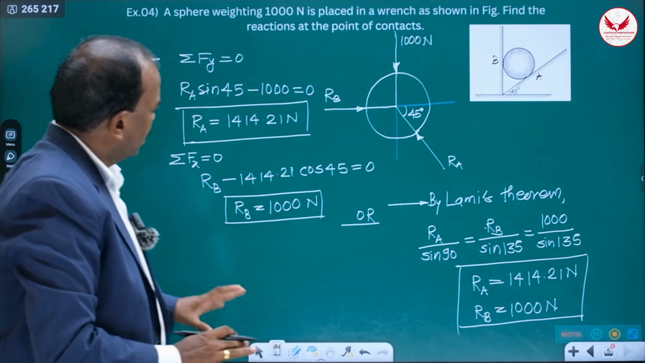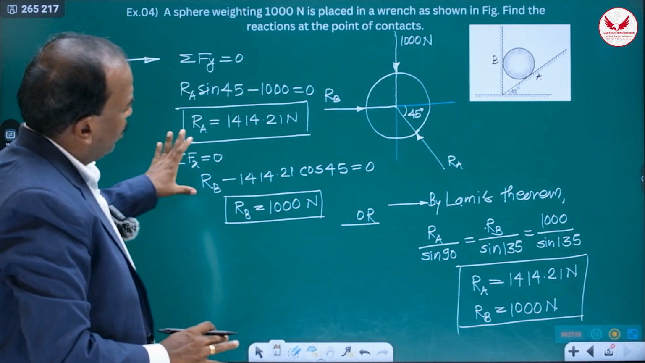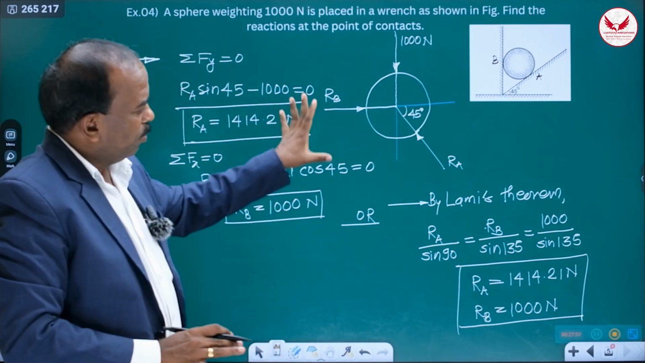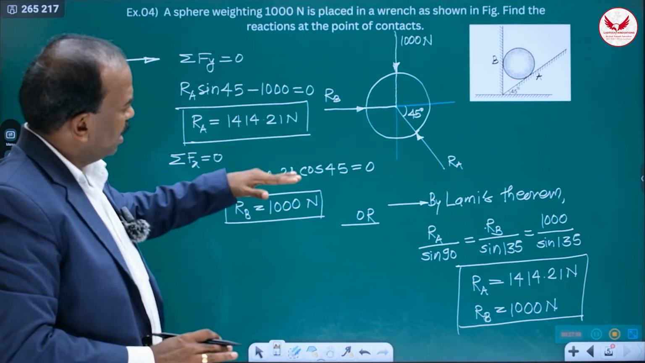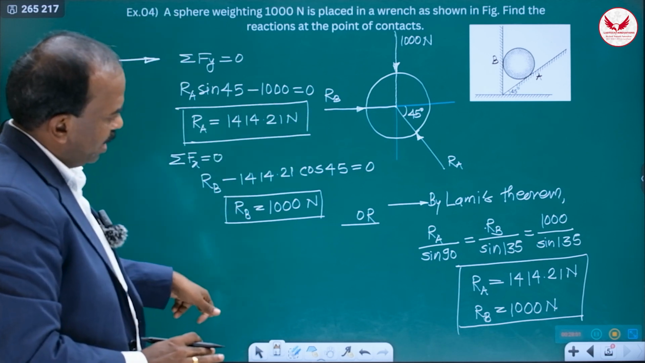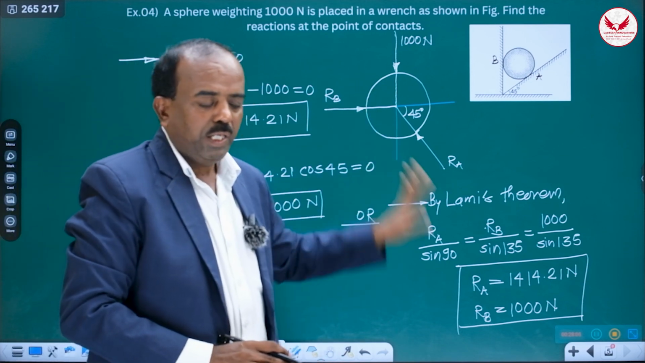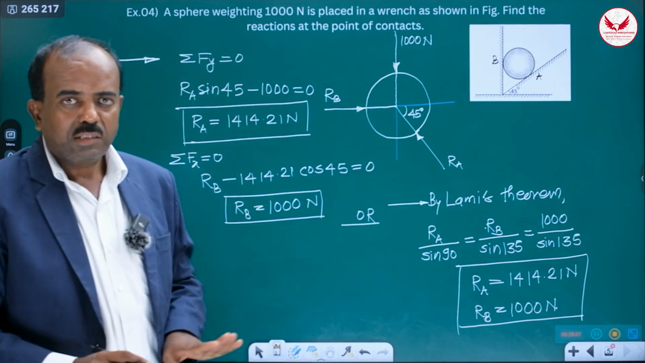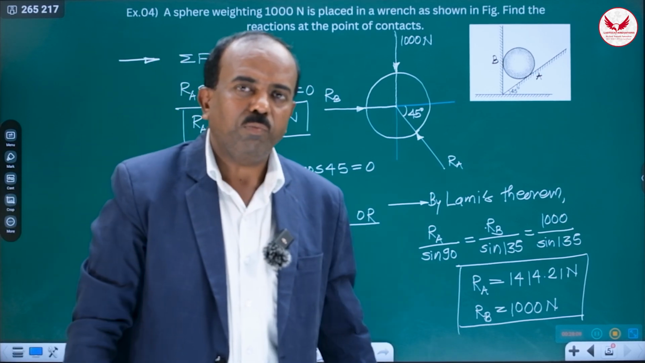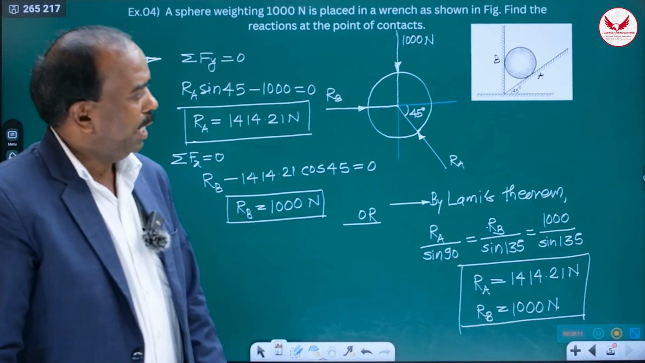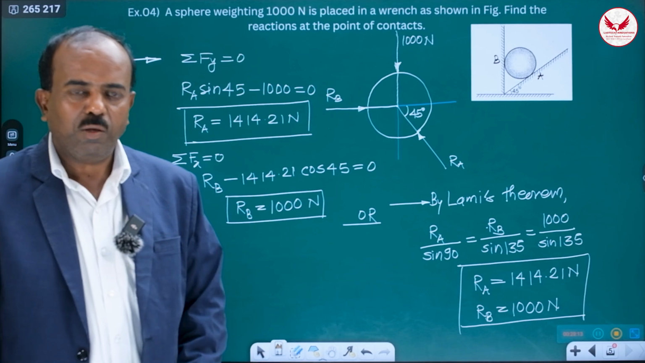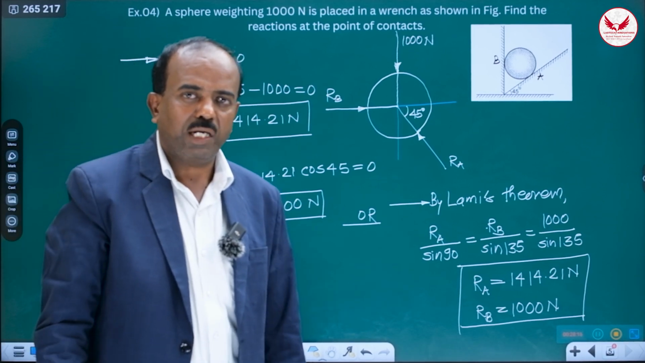You have the choice of solving the example, but I'll suggest that when out of two unknowns one of the unknowns is horizontal or vertical, then think of equilibrium conditions directly, and if both are inclined, Lami's theorem is the best option. So like this you can easily solve the problems of concurrent forces, and always you will find one such very simple example in your mechanics paper.